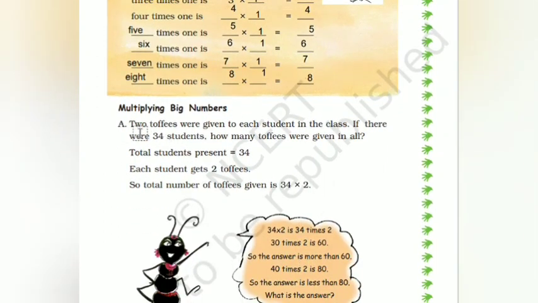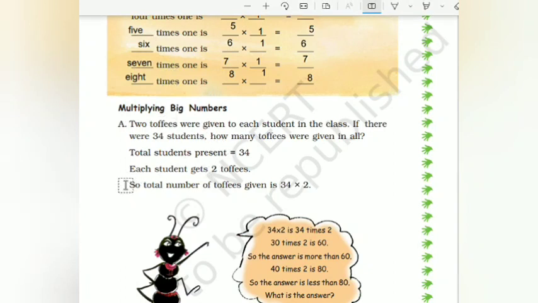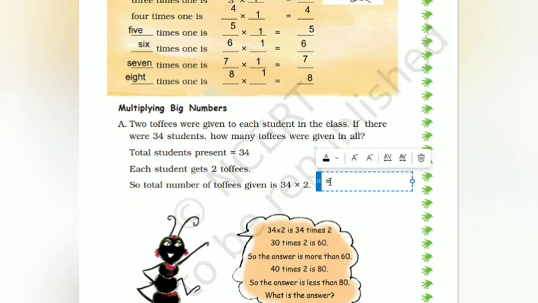Multiplying big numbers. 2 toffees were given to each student in the class. If there were 34 students, how many toffees were there in all? So 34 students are present in the class. Each was given how many toffees? 2 toffees each. So the total number of toffees given is 34 into 2. That is equal to how much?